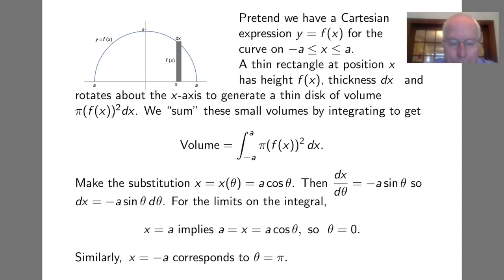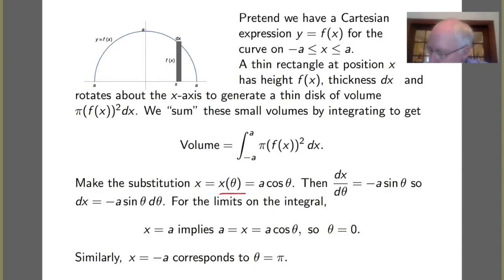So as before, we're going to make the substitution replacing x by the parametric expression for x. So we're going to substitute x equals x of theta equals a cosine theta. And then dx d theta turns out to be minus a sine theta. And so the dx is going to be replaced by minus a sine theta d theta. We change the limits of the integral to the new variable theta limits.